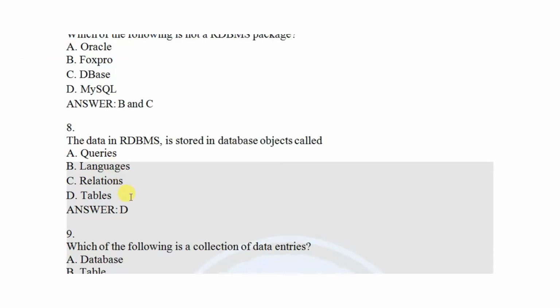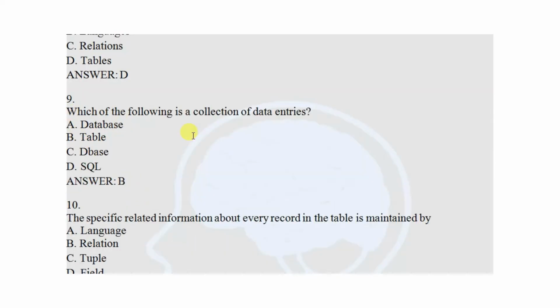Question number 8. The data in RDBMS is stored in database objects called? Your answer is option D, tables. Question number 9. Which of the following is a collection of data entries? Your answer is option B, table.